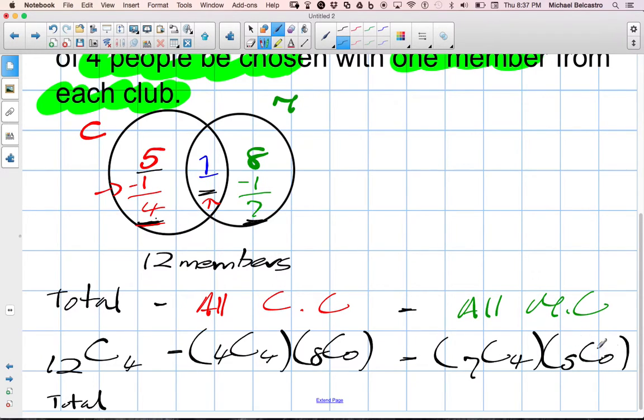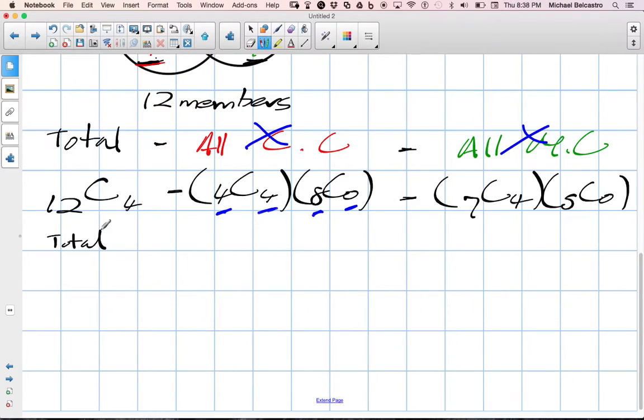Again, that calculation is not too important. All it is doing is rounding out the grouping for you. 4 came from Math, 0 came from Camera. And in this one, 4 came from Camera, 0 came from Math. So these are the 2 situations that essentially don't work to fulfill what we need to do. So we're going to take the total number and then subtract what these are.